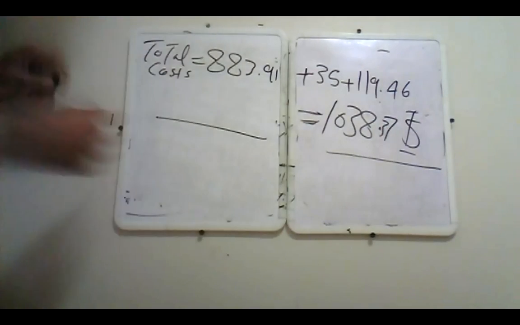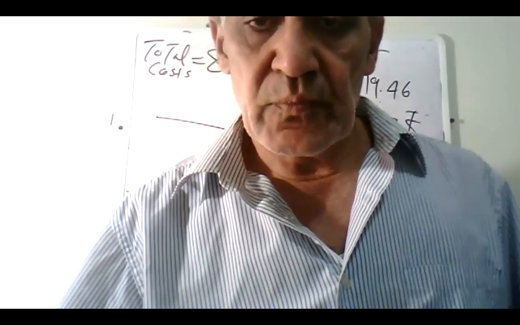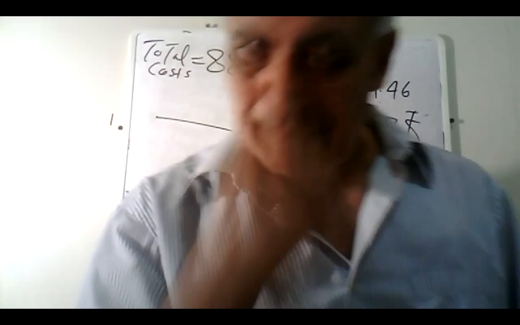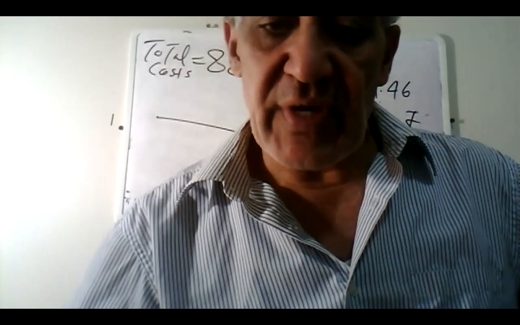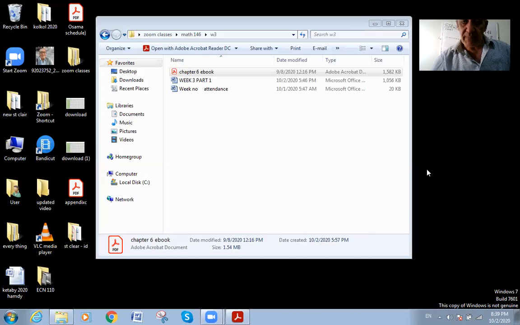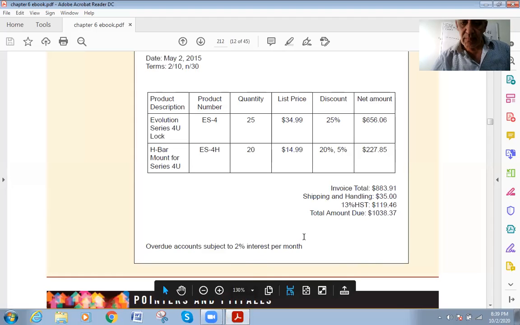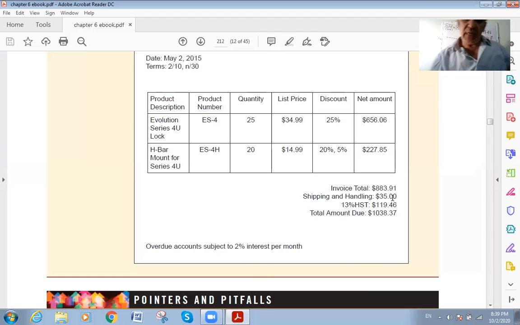That will be the whole total cost of the invoice, which is sent from the seller to the buyer, as we said before. So this will be the total cost, and you have it here again, like I showed you before. Here, this is what's in front of you on the board: 883, and 35, and 119.46. It will give you this amount.